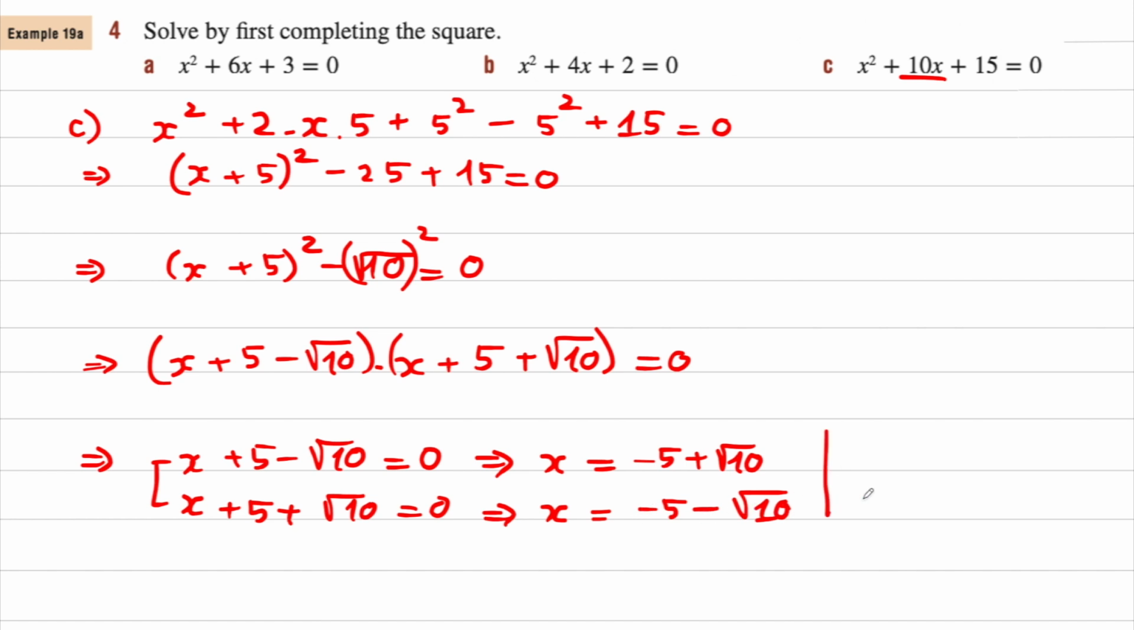Standard factorizing using completing the square means from the equation you change it to the completing the square form, the difference of squares, factorizing and solve each bracket. Solve each bracket. That's it.